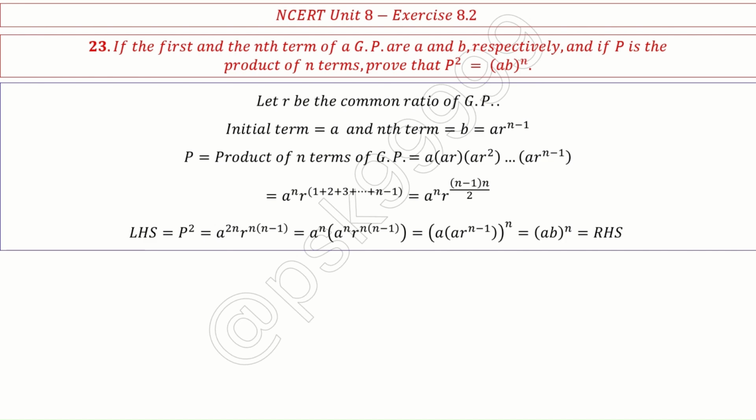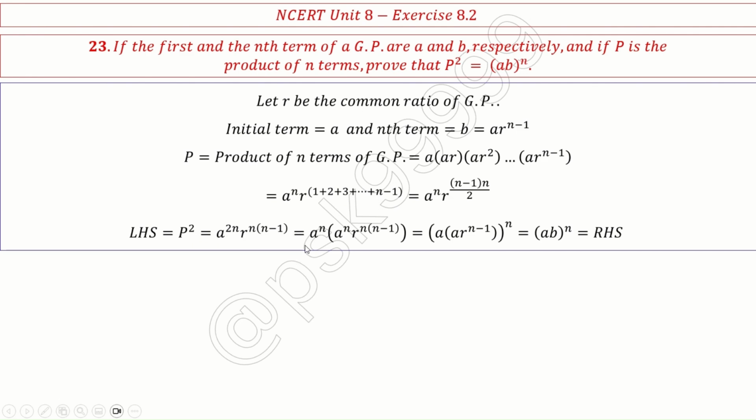Okay, if I do the product of all terms, what I will get is I have a in every term, which is n times, so a to the power of n. And how many r's do I have? r into r squared into up to r to the power of n minus 1, which means r to the power of 1 plus 2 plus 3 up to n minus 1, which I can apply sigma n, right? So a to the power of n into r to the power of (n minus 1) into n by 2. Okay, sigma n I am applying on n minus 1 terms. So now P squared is nothing but a to the power of 2n, r to the power of n into n minus 1.